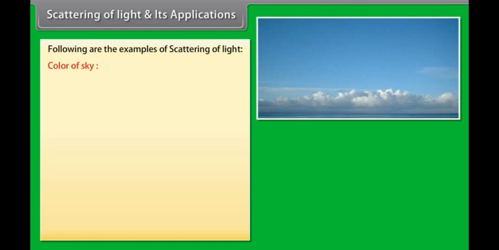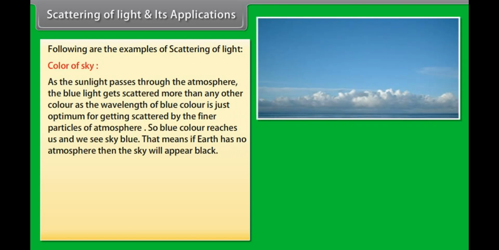Following are the examples of scattering of light. Color of sky. As the sunlight passes through the atmosphere, the blue light gets scattered more than any other color, as the wavelength of blue color is just optimum for getting scattered by the finer particles of the atmosphere. So blue color reaches us and we see the sky as blue. That means if Earth had no atmosphere, the sky would appear black.